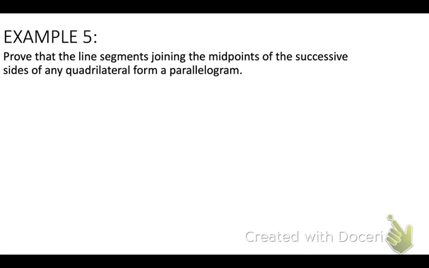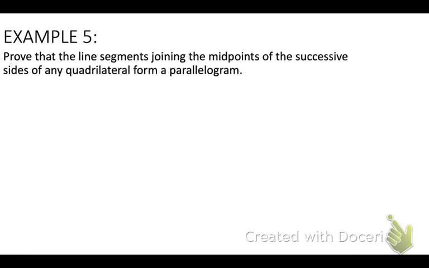So here we go, last example. We're going to prove that the line segments joining the midpoints of the successive sides of any quadrilateral form a parallelogram. Okay, I don't see the word max or min anywhere, so I'm not going to be doing a coordinate proof to come up with a max or a min of a parabolic something or other. But I probably still want to create some type of diagram so I can see what's happening.